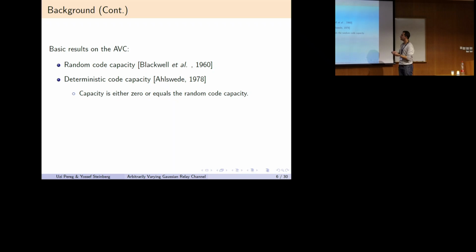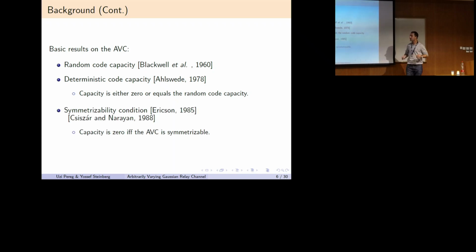Blackwell, Breiman, and Thomasian determined the random code capacity of the AVC. That is the capacity achieved by a stochastic encoder, stochastic decoder coding scheme when there is shared randomness between the encoder and the decoder. They also showed by example that the random code capacity may not necessarily be achievable using deterministic codes. Then Ahlswede showed that the deterministic code capacity has what we call a dichotomy property. Dichotomy property means that the capacity is either 0 or it equals the random code capacity. When I just say capacity, I mean deterministic code capacity.